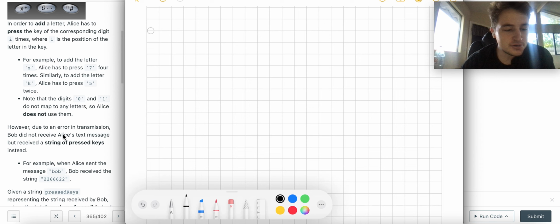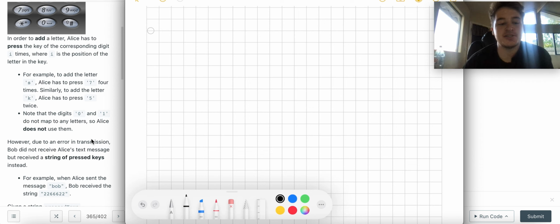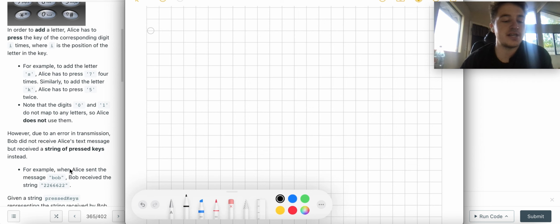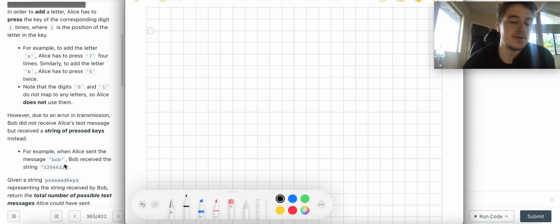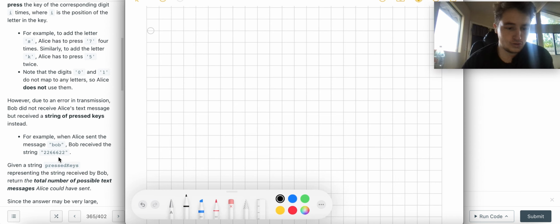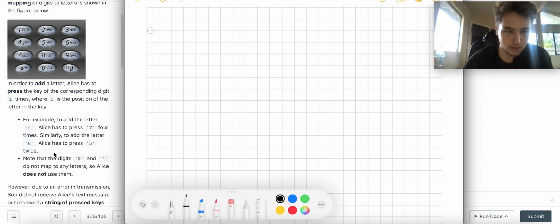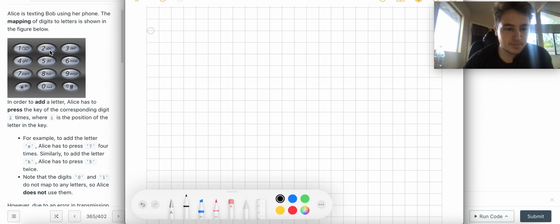However, due to some error in transmission, Bob does not receive Alice's text message, but instead receives a string of pressed keys. For example, when Alice sends the message Bob, he receives the string 2266622. Why does that happen? Well, 22 maps to B, because she pressed 2 twice to get B. She pressed 6 three times to get O, and then 22 again to get B. So B, O, B: Bob.